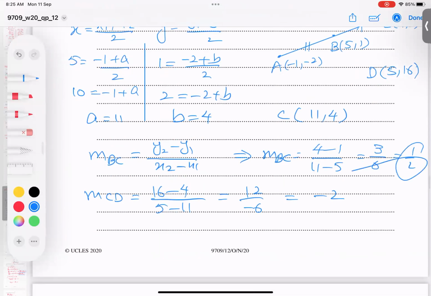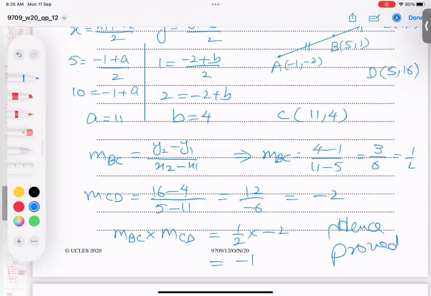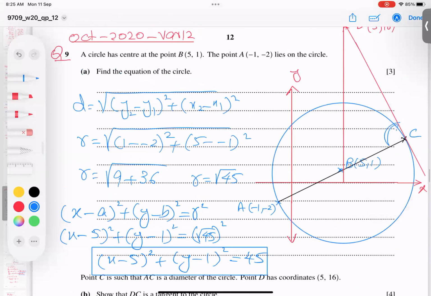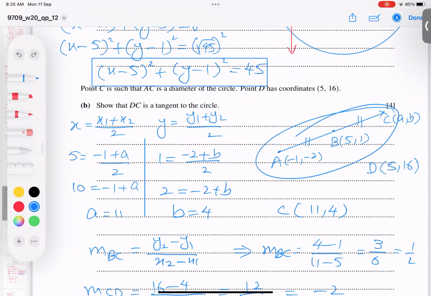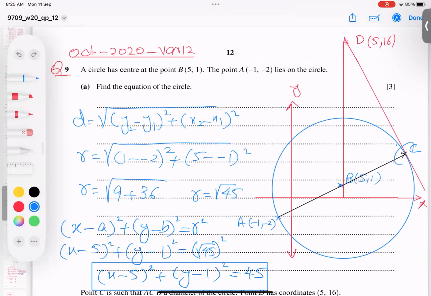It's a very clear approach. If I multiply them, I'm getting negative 1. So BC gradient times CD gradient equals what? Half times negative 2, and the answer is negative 1. So hence proved. Because I got negative 1, it means that this is sure a 90 degree. And C lies on the circle. How do I know? Because I found it myself. C is not outside, not inside, but on the circle, and this is 90 degree. So both conditions fulfill the requirement that it is a tangent.